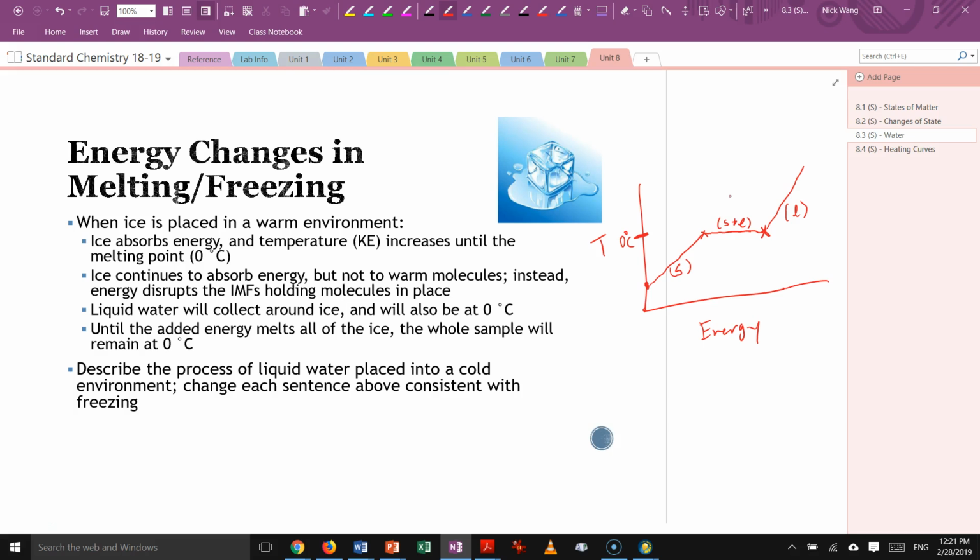So again, I want you to keep in mind that this is not a smooth process. This is not something that will just go like that, right? There's definitely this weird break in the middle where, in fact, the energy is not being used to warm the particles up, but is being used to disrupt the IMFs.